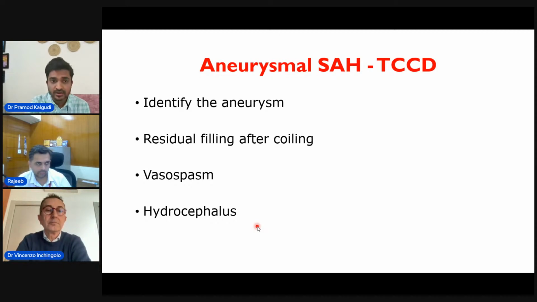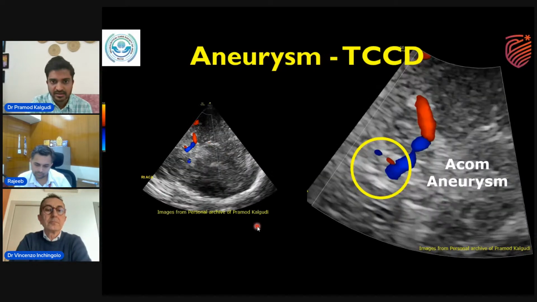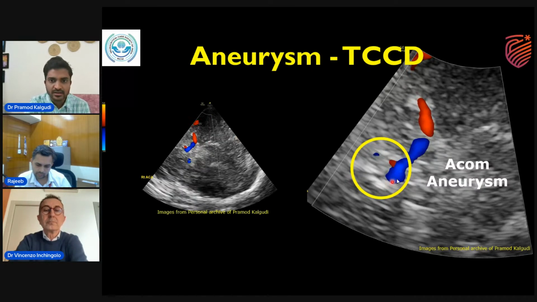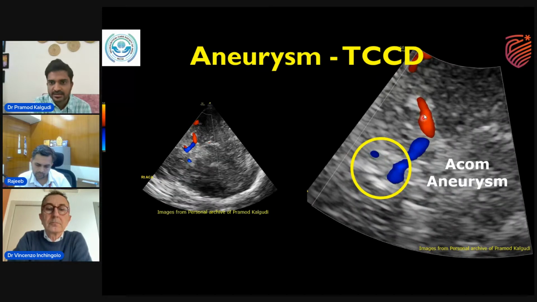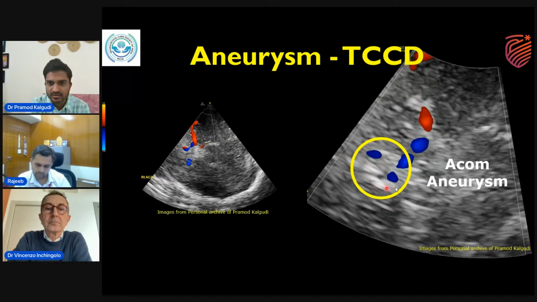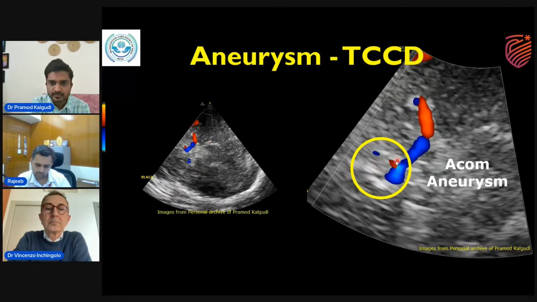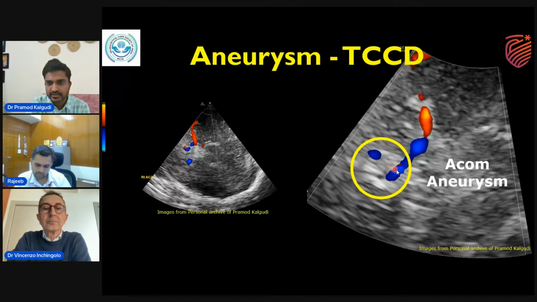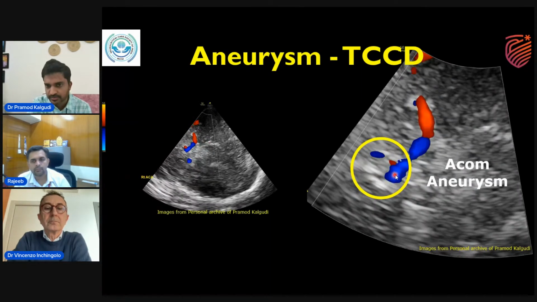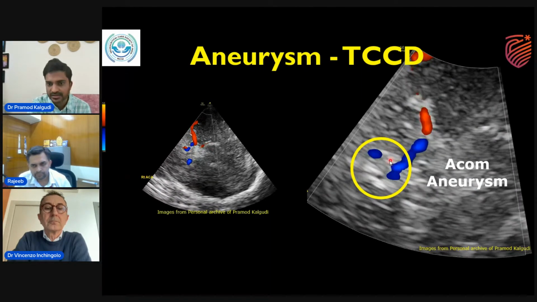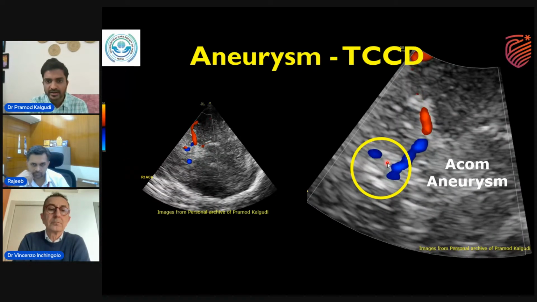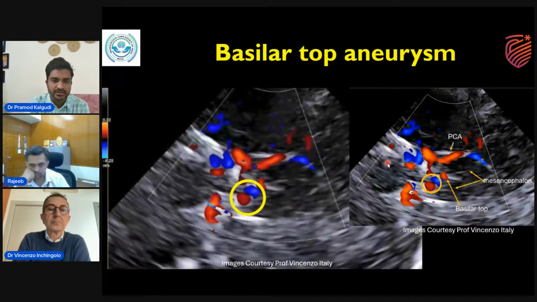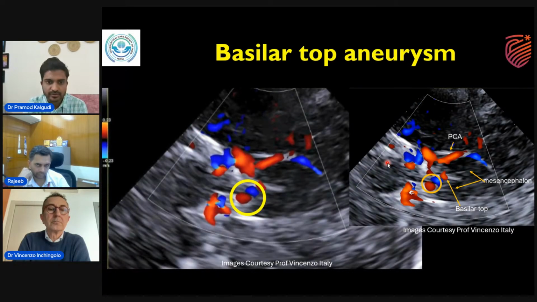So is it possible to identify an aneurysm? Yes, it is. When we look at these images, you can see an aneurysm in the ACOM region. This is the ACA and this is the MCA here, and this is the aneurysm in this part where it looks blue and red. Whatever is blue is away from the probe, whatever is red is towards the probe. So why does it look red and blue on TCD? I'll tell you in the next few slides.